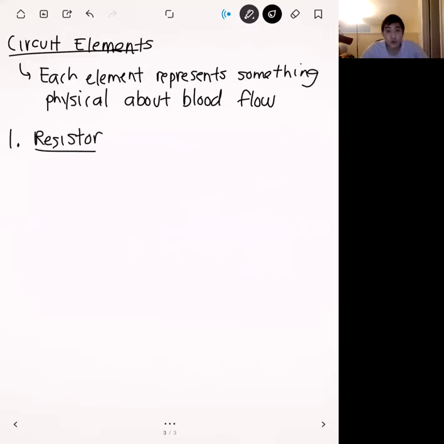Right. And so the idea with the resistor is that this represents the fact that blood is a viscous fluid, and whenever you have blood that flows into a pipe, there's going to be some viscous friction losses.